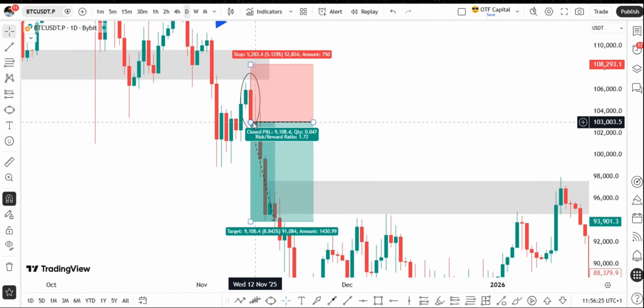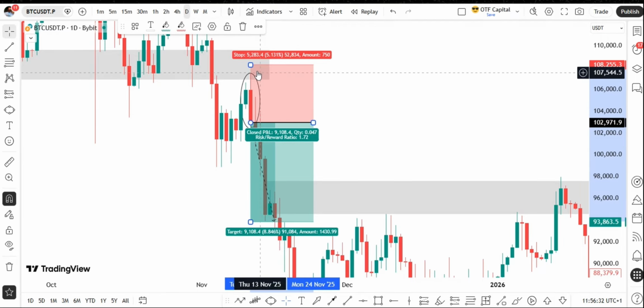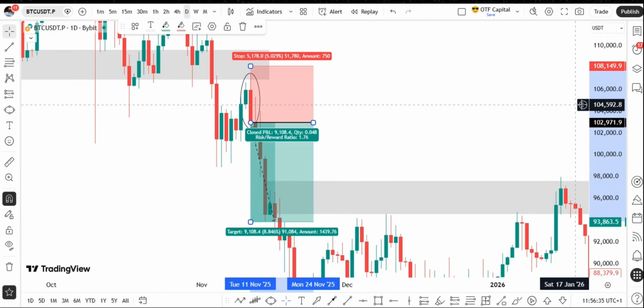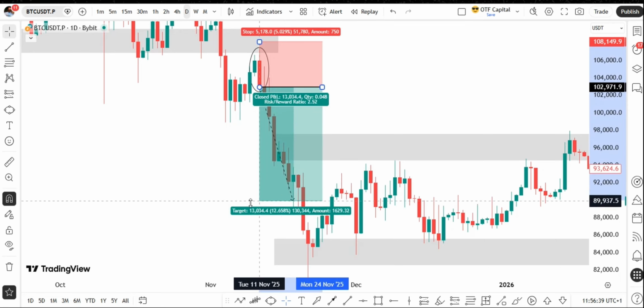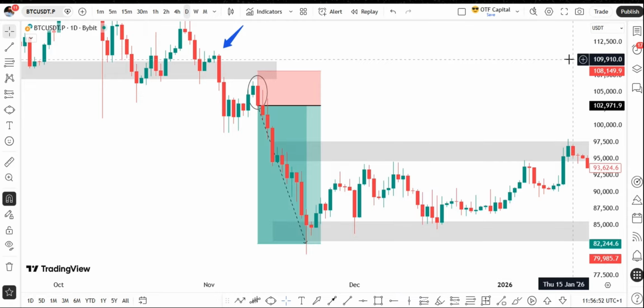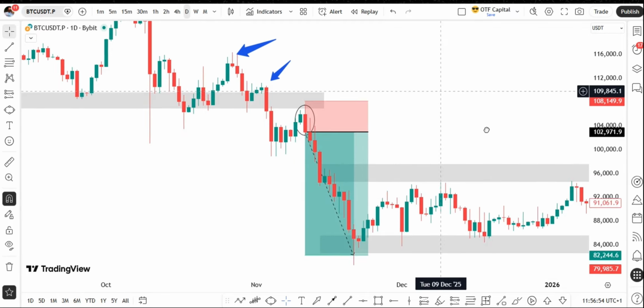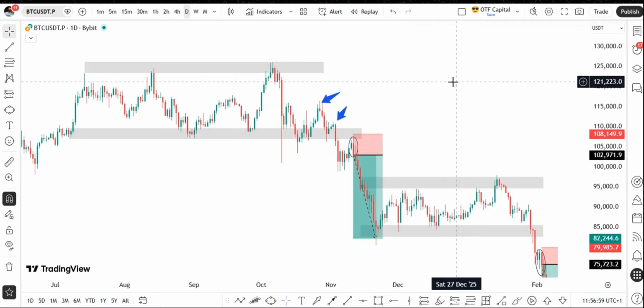As soon as it forms, I put my entry below the bearish red candle, put my stop loss above the high of the red candle, and target what? The same 3RR or 4RR. Target your take profit and get out of the market. So this is exactly how to do what? How to trade support and resistance.